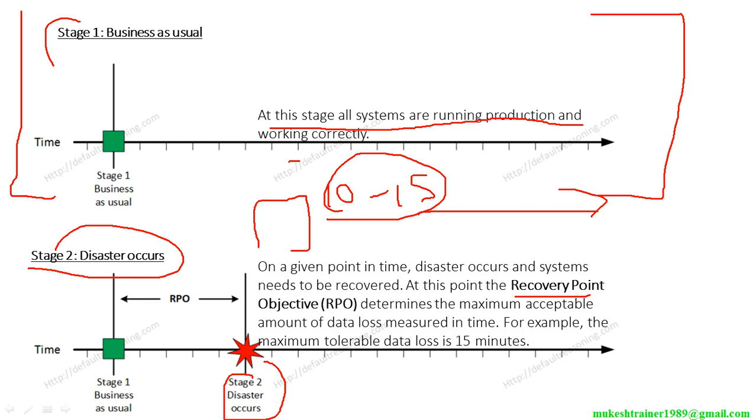Then you see the recovery point objective, which determines the maximum acceptable amount of data loss measured in time. For example, the maximum tolerable data loss is 15 minutes. It can vary from company to company.